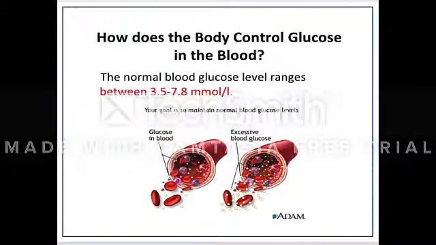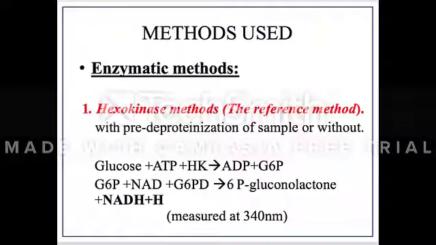Now, how does the body control glucose in the blood? The bloodstream carries glucose, a type of sugar produced from the digestion of carbohydrates and other foods to provide energy to cells throughout the body. The unused glucose is stored mainly in the liver as glycogen. The methods used for estimation of blood glucose are namely enzymatic methods.